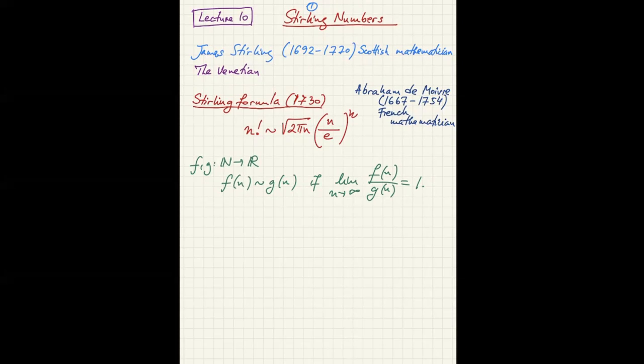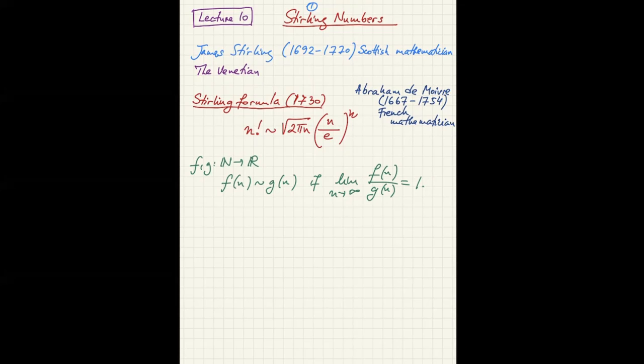The notation that we use will say that two functions defined on the set of natural numbers, f and g, are approximately equal if the limit as n goes to infinity of the ratio is 1. Now, his name is attached to this formula nowadays, but this formula was known around the same time to the French mathematician Abraham de Moivre.